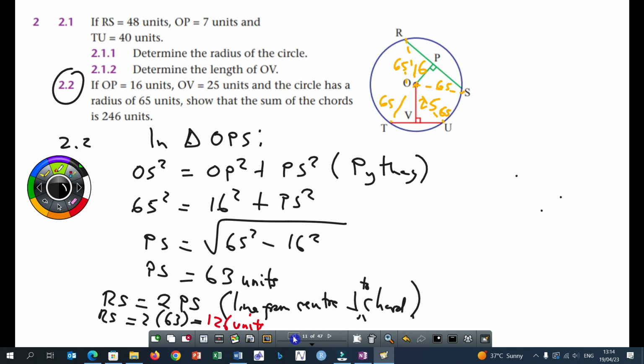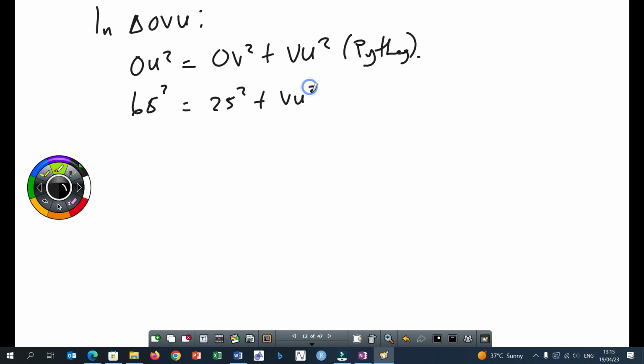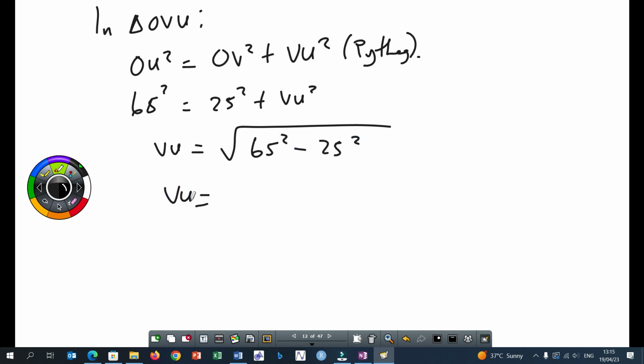So I've identified my triangle there. So I'm going to have OU squared is equal to OB squared plus BU squared. So that will be 65 squared, that's 25 squared plus VU squared. Okay, so VU is going to be the square root of 65 squared minus 25 squared. Can you give me the answer? 60. Okay, so you get 60 units.